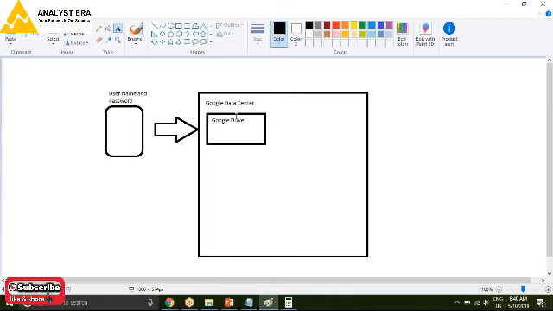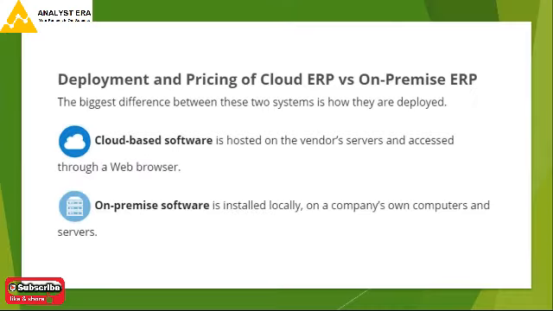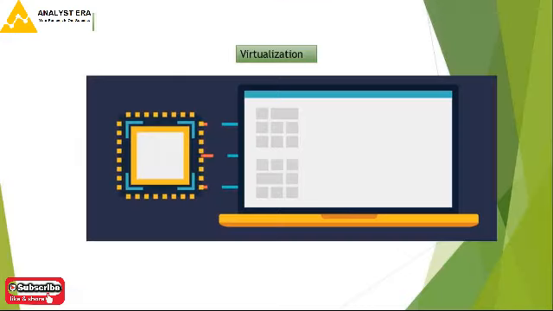In the same way, when I'm working with cloud-based software, who owns it? It is the vendor. Who is the vendor here? When I'm speaking about Microsoft Azure, it is Microsoft. Microsoft is the vendor. So that is the difference between cloud-based software and on-premise software.